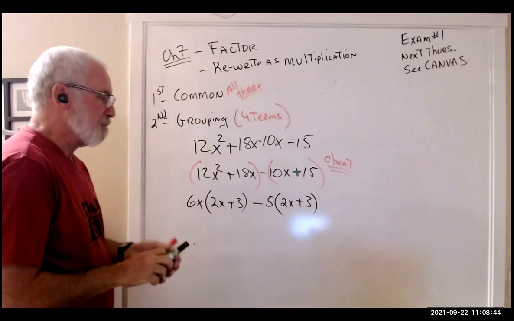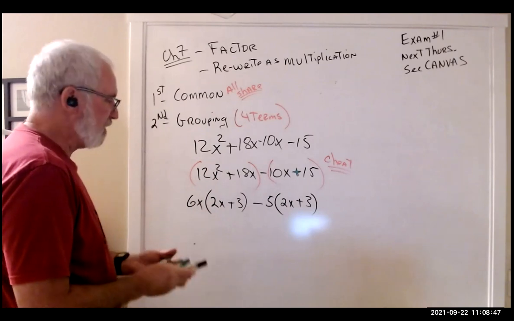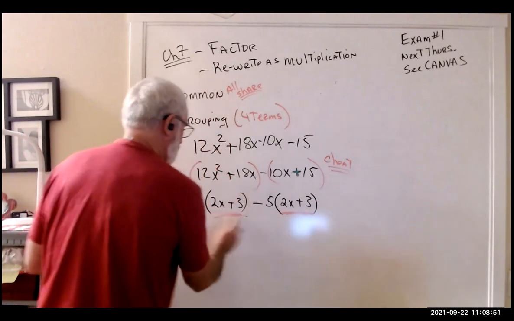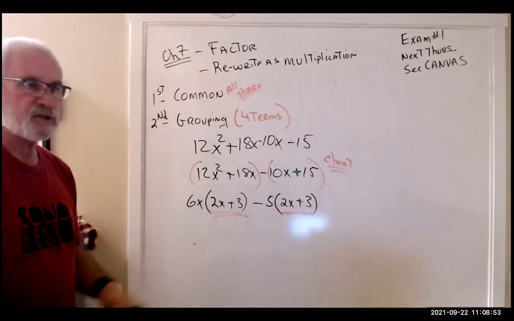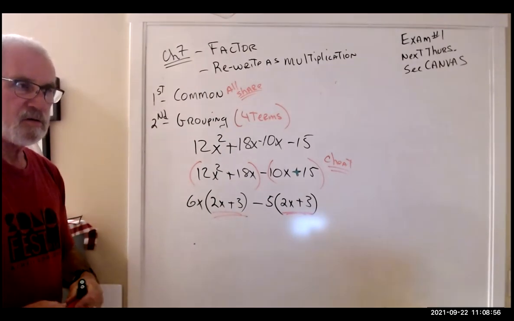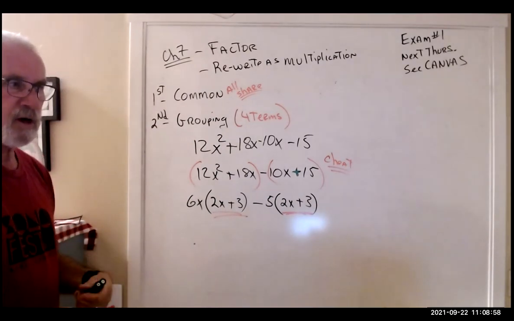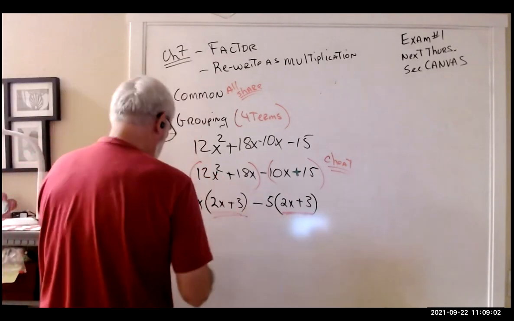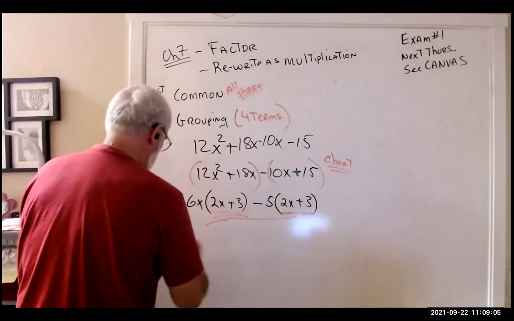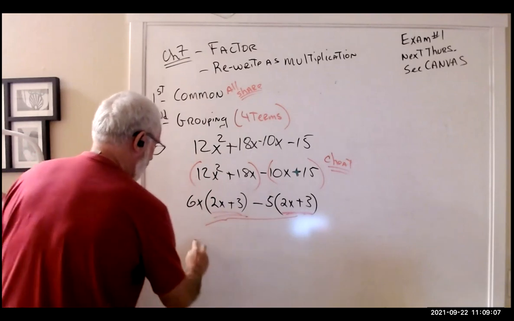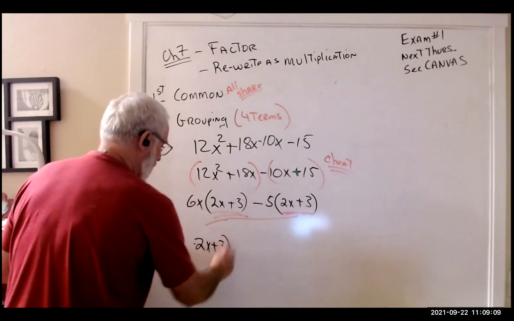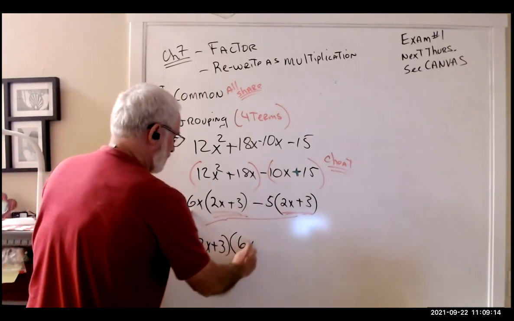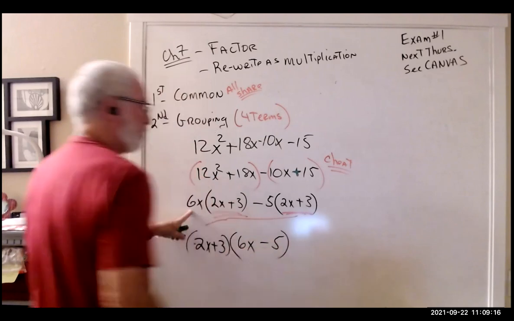Notice, remember my big check here. Every time I did this problem, I said this quantity and this quantity have to be the same. If they're not the same, we've screwed up. Because since they're the same, we can factor them out front. Okay, and have the 2x plus 3. We can pull it out front, and what falls together? The 6x and the minus 5.